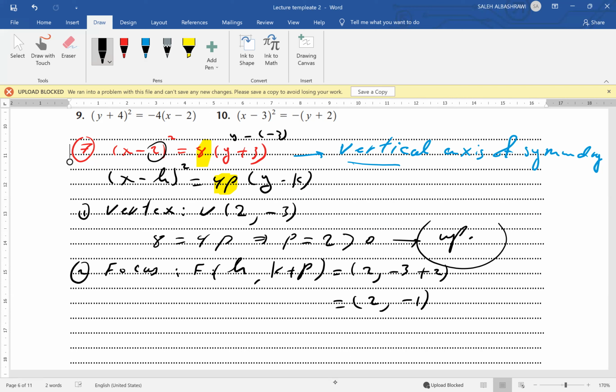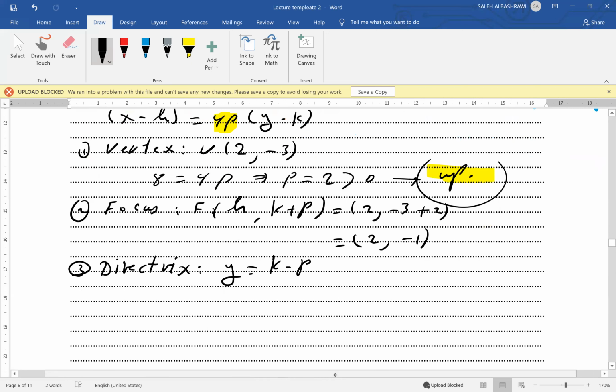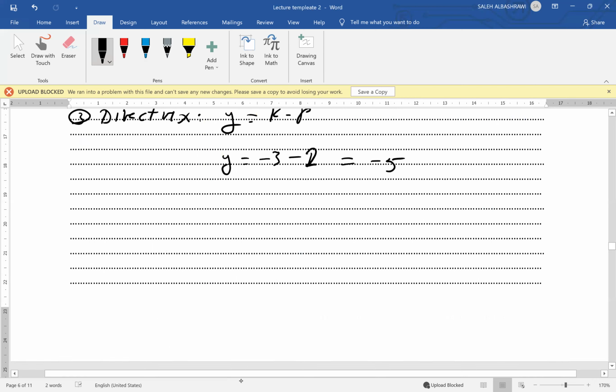For the directrix, since it is up, it is y equal to k minus p. This will give me y equal to k, which is minus 3, the y coordinate of the vertex, minus p, which is 2. That will be minus 5. So the equation of the directrix will be y equal to minus 5. Now we have everything. We can graph the parabola.